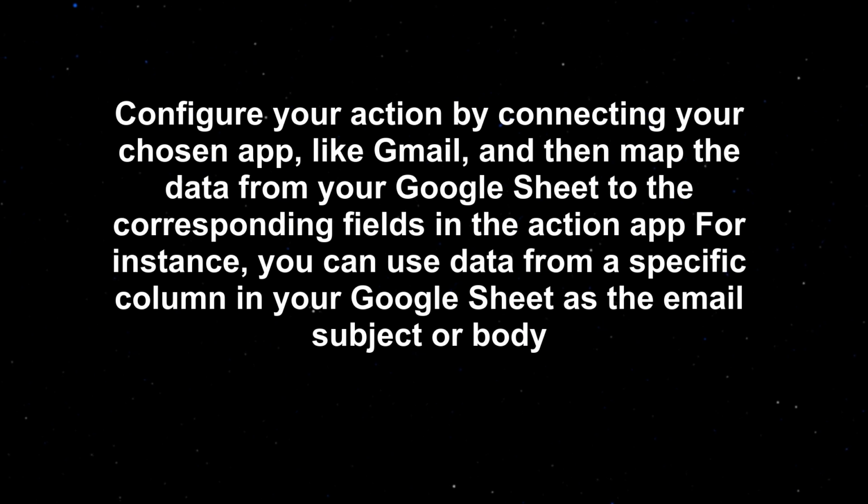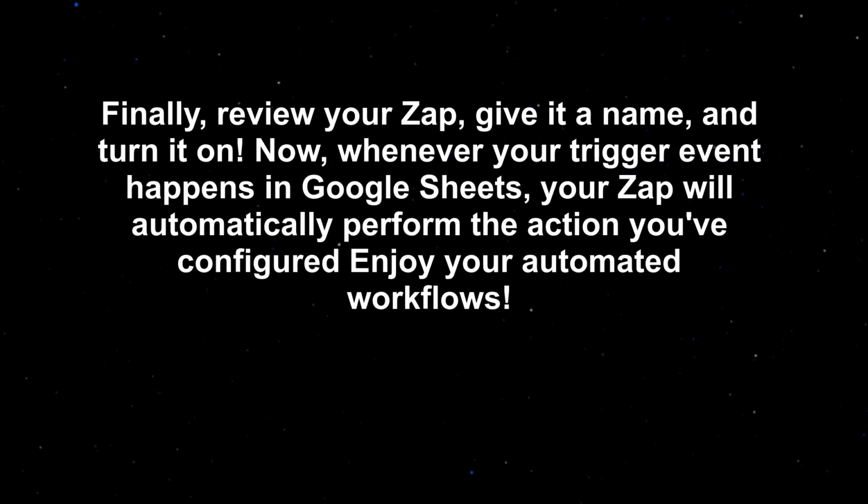For instance, you can use data from a specific column in your Google Sheet as the email subject or body. Finally, review your Zap, give it a name, and turn it on. Now, whenever your trigger event happens in Google Sheets, your Zap will automatically perform the action you've configured. Enjoy your automated workflows.